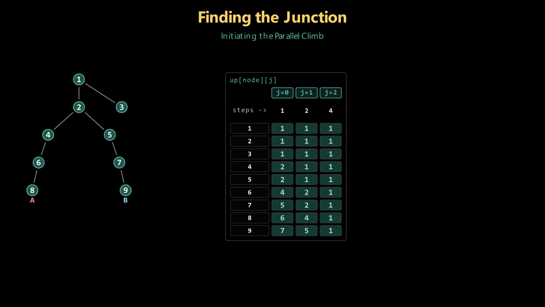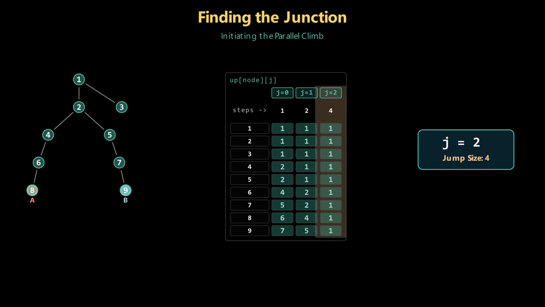Now that our nodes are perfectly level, we begin our final phase, climbing simultaneously to find their junction. We test our exponential jumps in reverse order, starting from our largest column down to 0. We want to take a leap only if it keeps the two nodes on separate branches. If a jump causes them to land on the exact same node, it means we've overshot our junction, and we reject the leap. Our 4-step jump lands both nodes on the root.